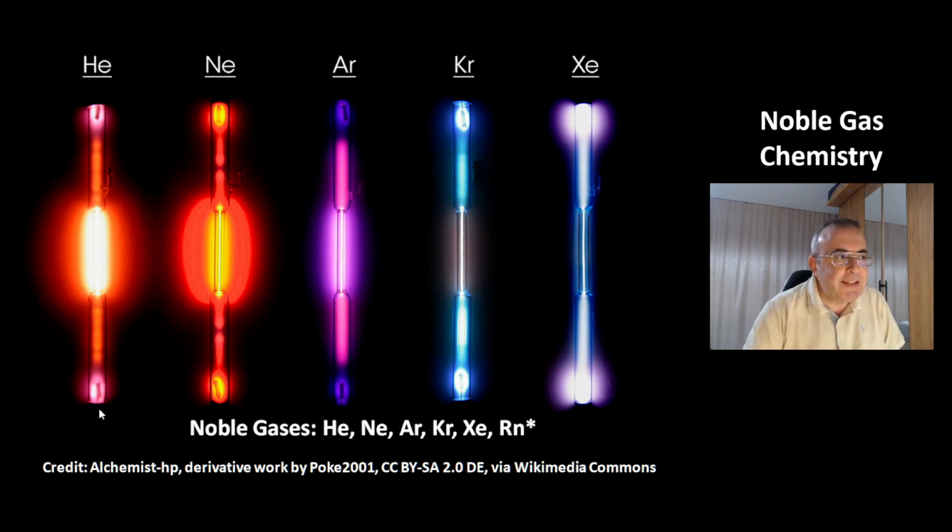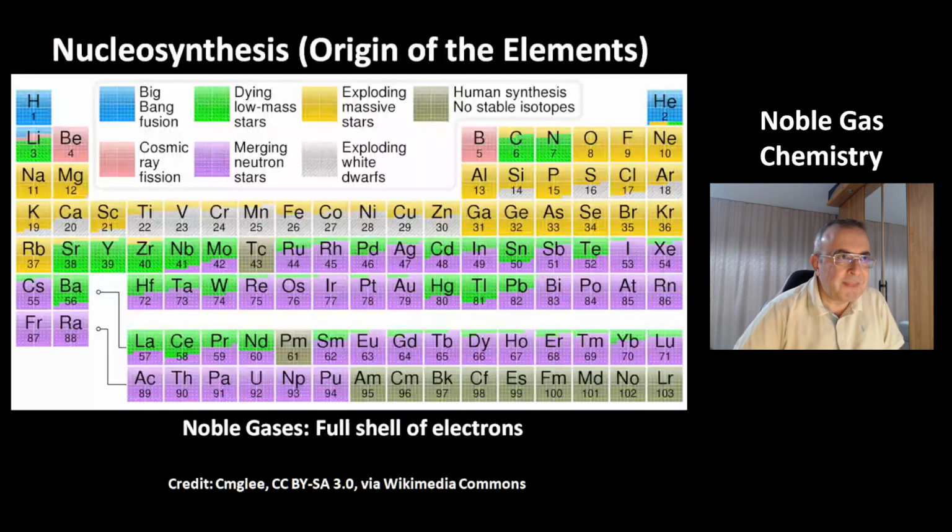These are the noble gases: helium, neon, argon, krypton, xenon, and the radioactive radon. This is where the noble gases are in the periodic table, at the right side. And one thing they have in common: all noble gases have a full shell of electrons.